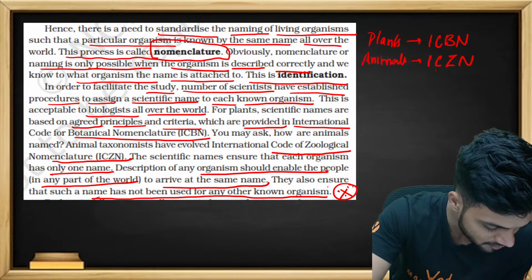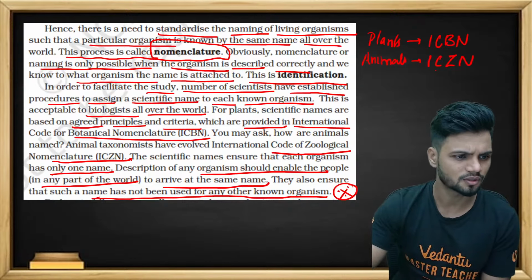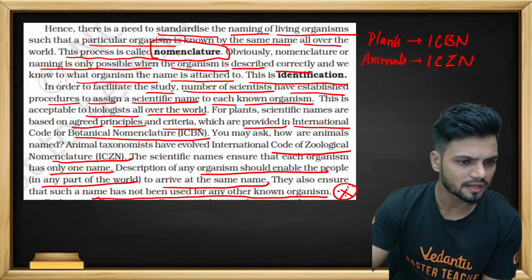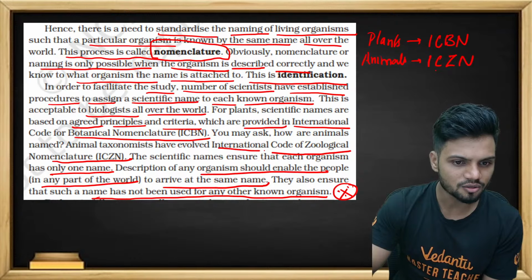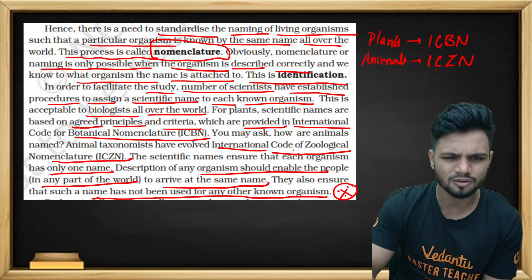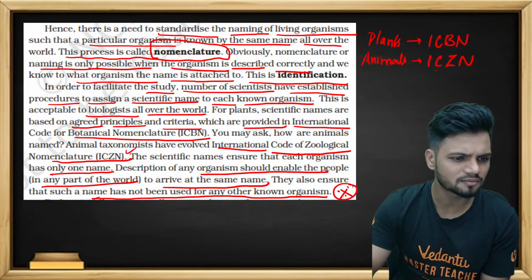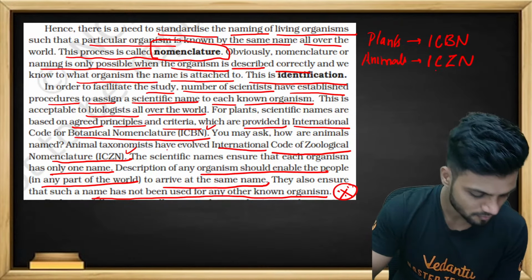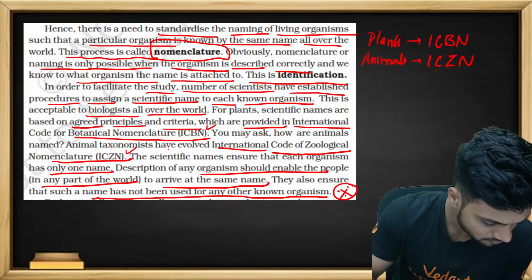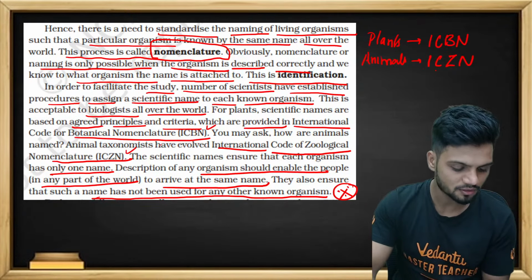Sir, ICBN, ICZN full form is varying in NCERT. International Code for Botanical Nomenclature, International Code of Zoological Nomenclature. For off, that's all. No big difference. International Code of Zoological Nomenclature, ICZN, ICBN, International Code for Botanical Nomenclature. Same thing, don't worry.